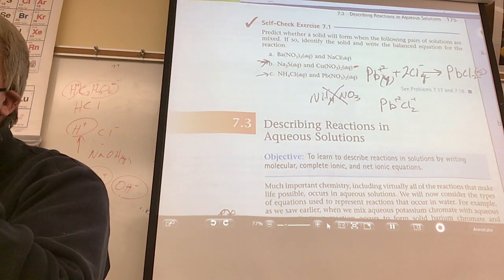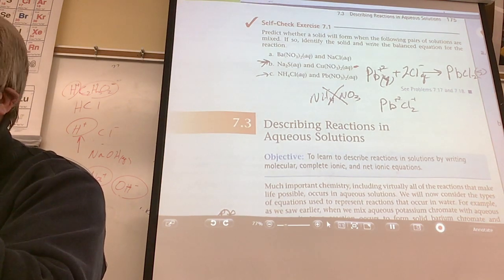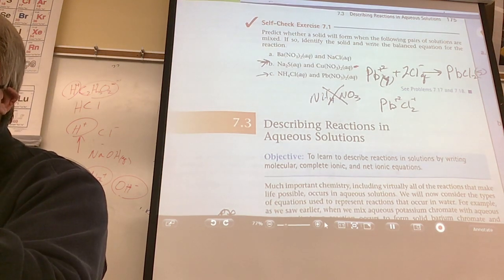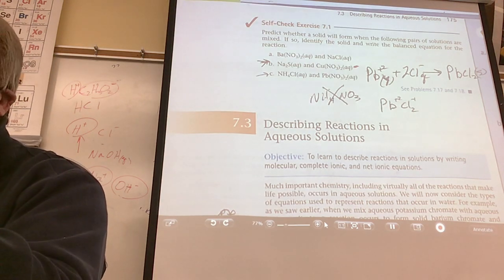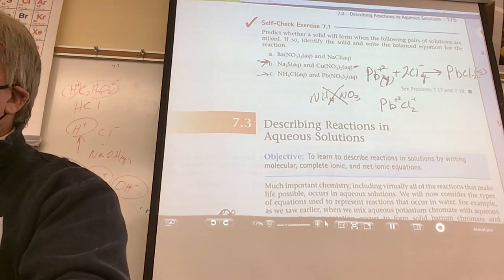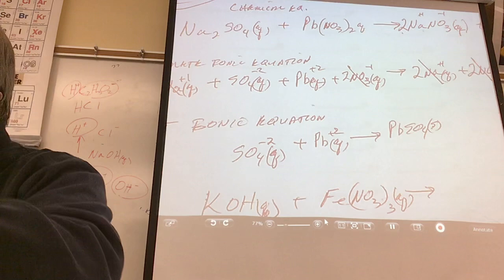I have in the test 6 questions in a row that are like this. It says, this reacts with this. It says, if a precipitate forms, write the formula of the precipitate. That's all it says. Another question will say, write out the net ionic equation. So here we go. All right, can we do this?